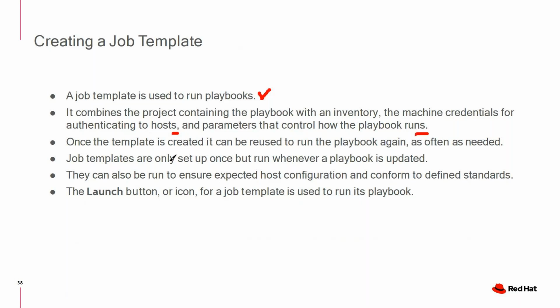Once the template is created, it can be reused to run playbooks again as often as needed. Job templates are only set up once but run whenever a playbook is updated. They can also be run to ensure the expected host configuration and confirm it conforms to defined standards. The launch button or icon for a job template is used to run playbooks.